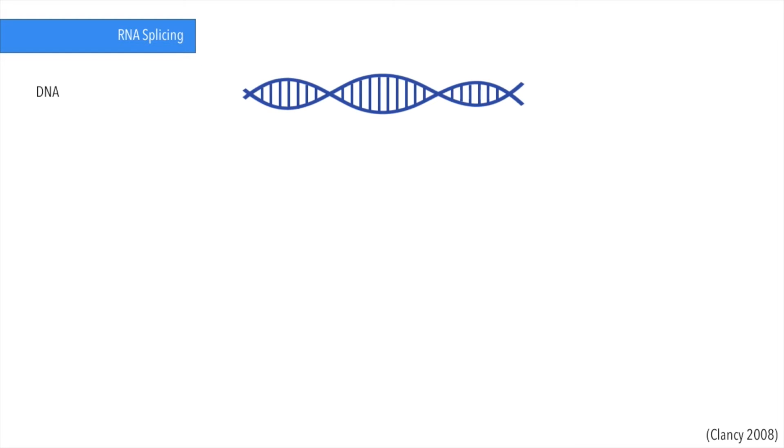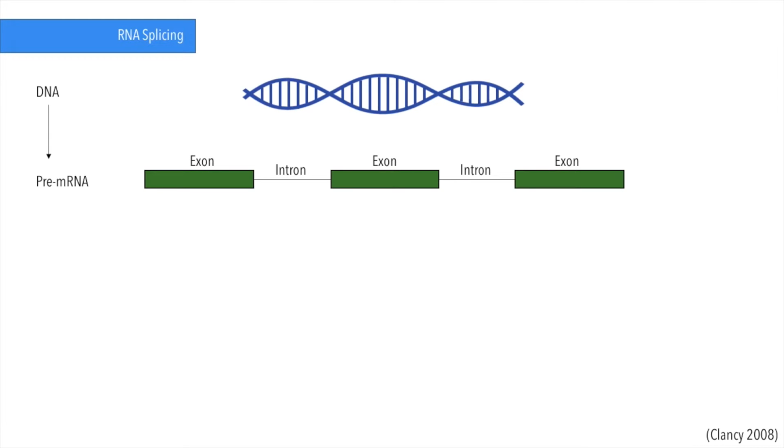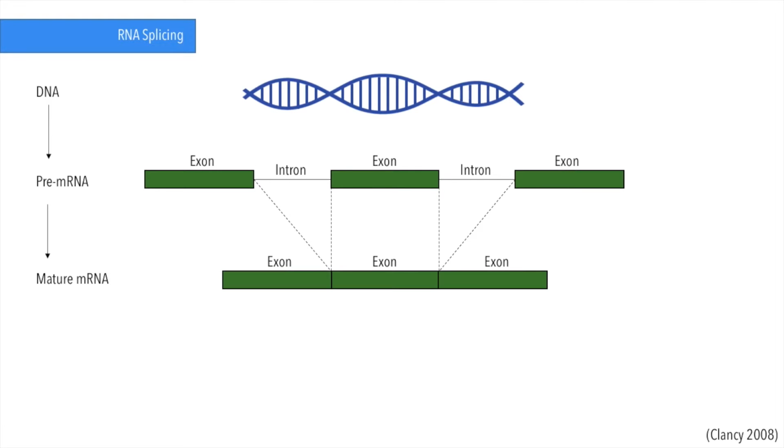DNA is first transcribed to pre-mRNA, which contains non-coding sequences called introns and coding sequences called exons. RNA splicing, the process in which introns are removed and exons are spliced together, is an important process to form mature messenger RNA, which is then subsequently translated into protein.